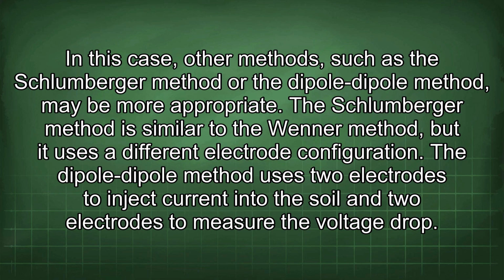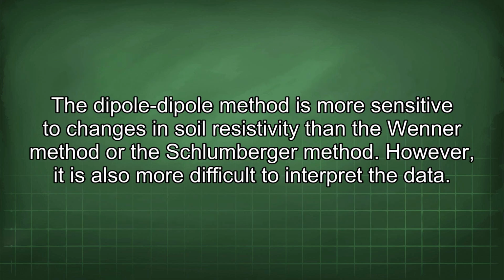The Schlumberger method is similar to the Wenner method, but it uses a different electrode configuration. The dipole-dipole method uses 2 electrodes to inject current into the soil and 2 electrodes to measure the voltage drop. The dipole-dipole method is more sensitive to changes in soil resistivity than the Wenner method or the Schlumberger method. However, it is also more difficult to interpret the data.